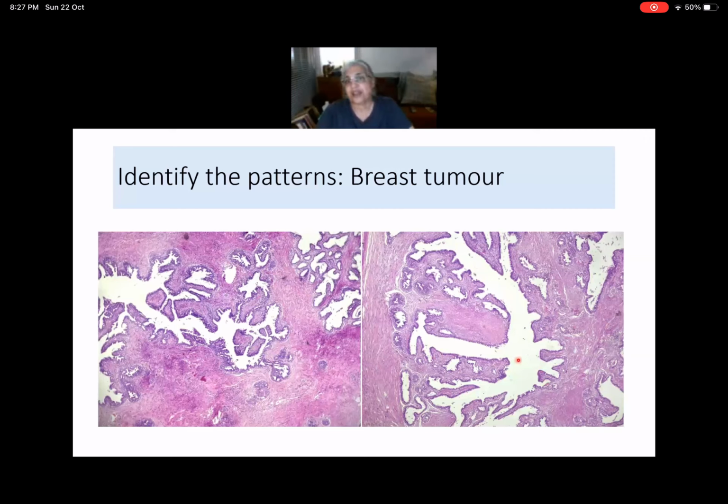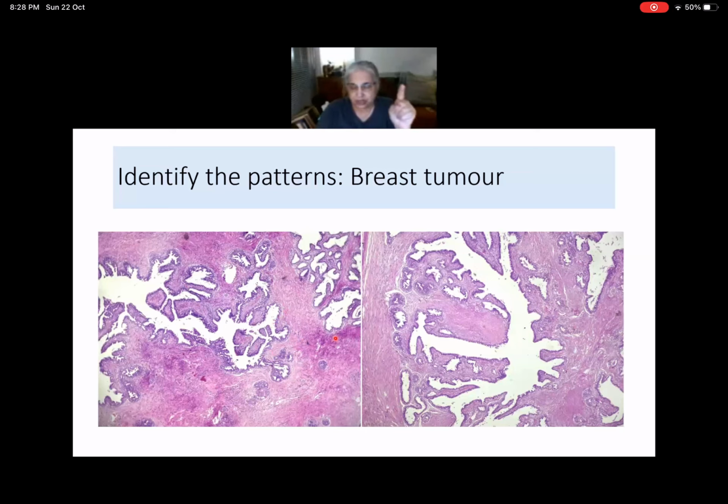This is a breast tumor. What do you think is a pattern over here? Antler horn pattern. Antler horn, yes. But do you think that we'd call this hemangiopericytomatous? No, because hemangiopericytomatous we use for vascular. Yes, it has to be vascular. Yes, this looks like an antler horn.